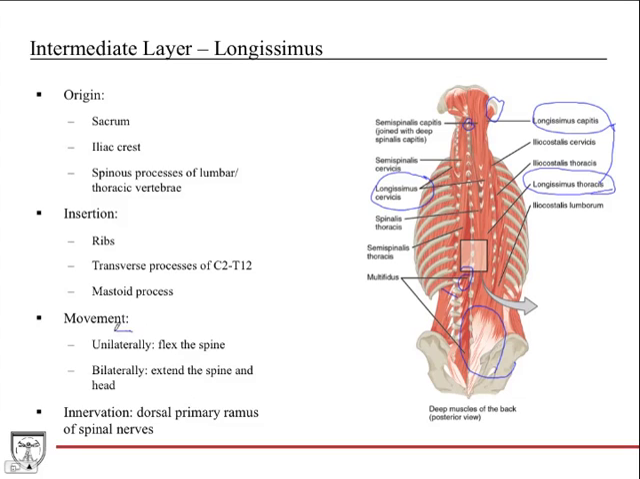Now again, movement. Really, all 3 of these muscles have a very similar function. Unilaterally, it'll flex the spine. Bilaterally, it'll extend the spine and the head, just like Iliocostalis. And the innervation, dorsal primary ramus of spinal nerves.